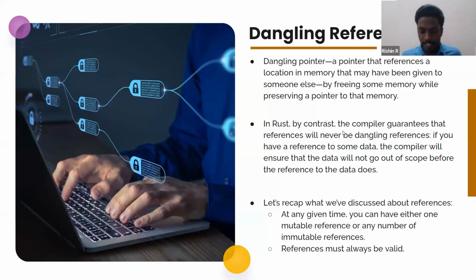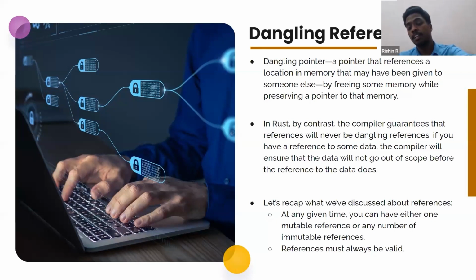So what is a dangling pointer? This is also an operating system concept that we discussed. A dangling pointer is a pointer that refers to a location in memory that may have been given to someone else by freeing some memory while preserving a pointer to that memory. Basically, it is a pointer that used to point to real data, but now the data has been cleared, so the pointer is pointing to nothing. That is a dangling reference.